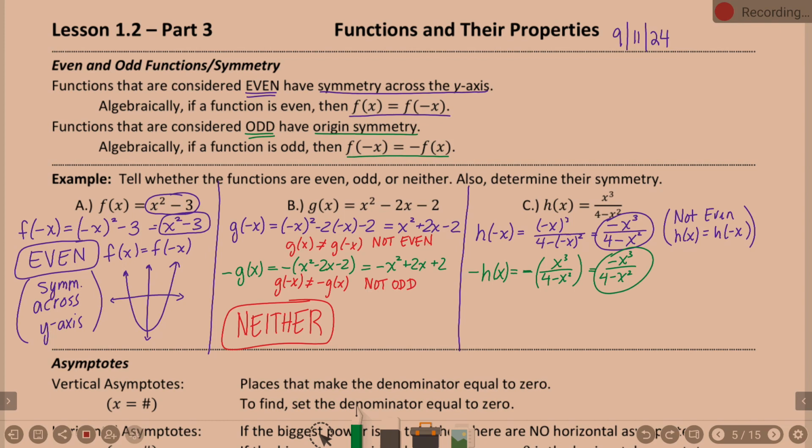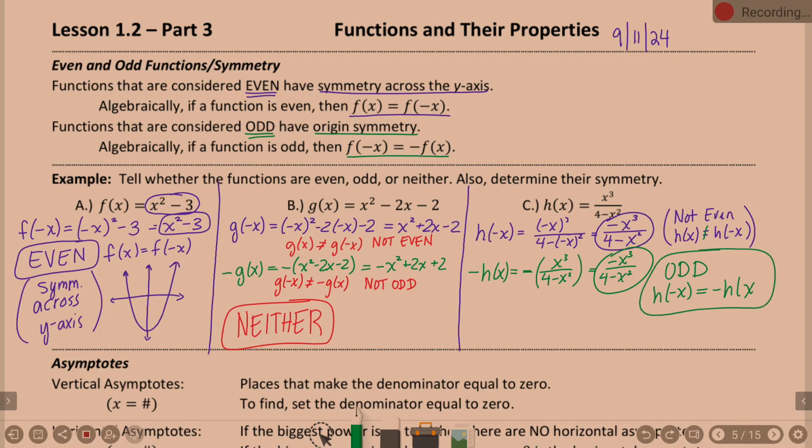Okay. What did we just show here? The h of negative x is equal to negative h of x. So with that in mind, this is odd because h of negative x, oops, I just realized I forgot my not equal sign up there, does equal negative h of x.